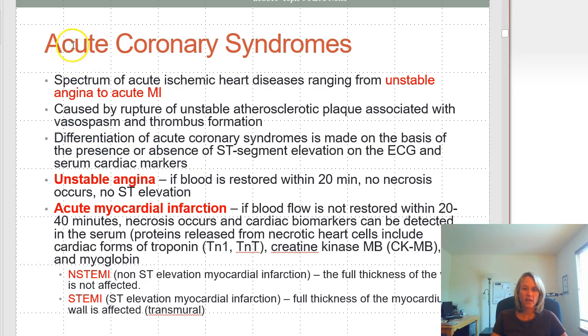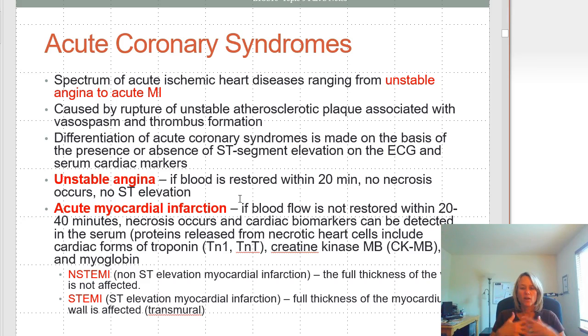Now, depending on which we have, unstable angina or myocardial infarction, this is determined on the basis of the EKG as well as serum cardiac markers. So essentially, if it's unstable angina, the blood gets restored within about 20 minutes and necrosis of the cardiac myocytes doesn't occur, and we'd also see no ST elevation.